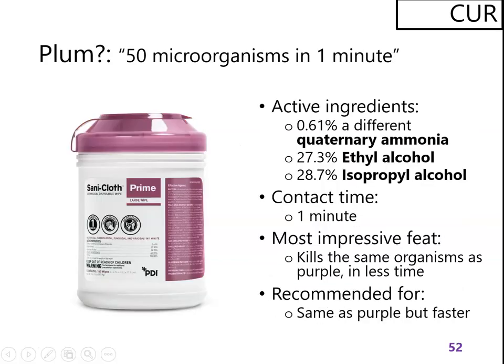I don't know what color this is, so I'm calling it plum. This says 50 organisms in 1 minute, and it has a high concentration of a different quaternary ammonia that I haven't seen in any other product. And it has two different alcohols. And so the higher concentration and apparently the more effective quaternary ammonia give it a faster contact time. So this would be compared to the purple version. If you go back and look at purple, it just works faster than that. I would see this as identical to purple, but faster.